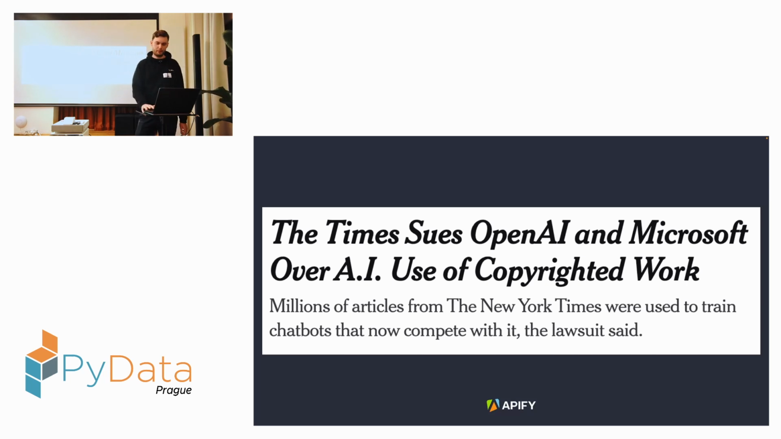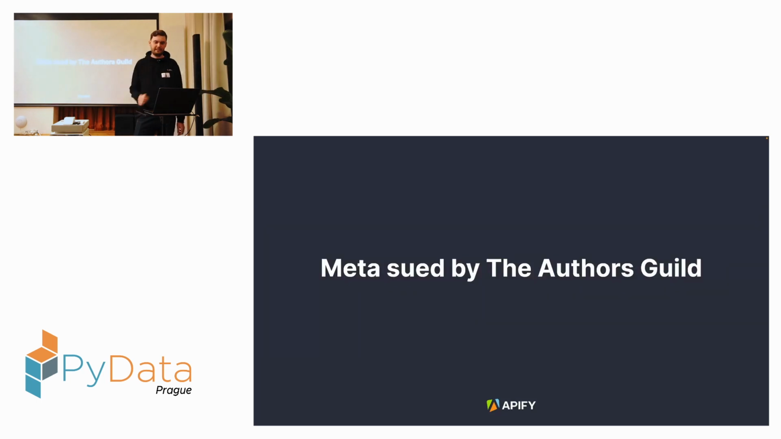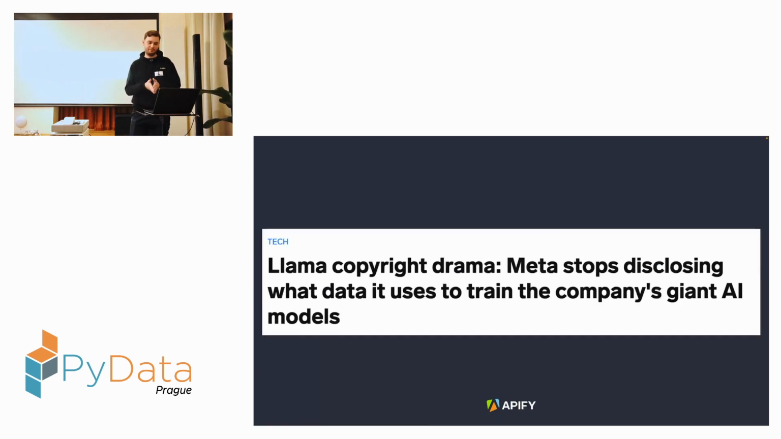And I don't want to have only controversies about OpenAI. So Meta was sued by the Authors Guild because the books that were used in training of the LLaMA models actually were also copyrighted. So what did Meta do? They stopped disclosing what data they use to train the AI models.